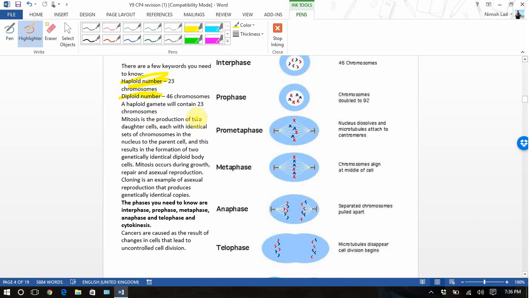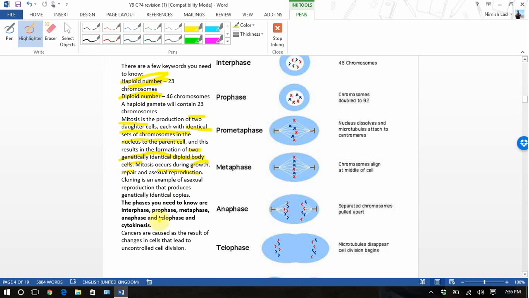So mitosis is the production of two daughter cells, each with identical sets of chromosomes in the nucleus of the parent cell. And this results in the formation of two genetically identical diploid body cells. So in other words, you have one body cell and you make an exact clone of that, so you end up with two identical body cells. This occurs during growth, during repair, asexual reproduction as well. Cloning is an example of asexual reproduction that produces genetically identical copies.